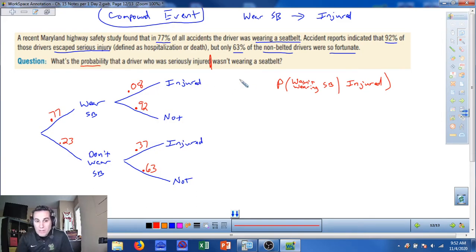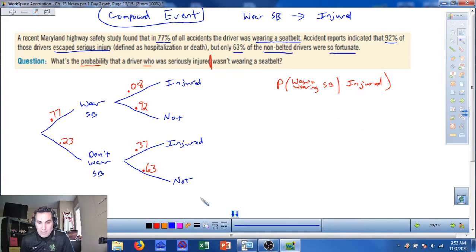That was what they asked you in that sentence. I know it is hard because you don't see a given in the sentence right there. Okay, there's nothing that says given. Okay, they said, what's the probability that a driver who was seriously injured? So they're not asking you the probability that they were injured. We already know they're seriously injured. Who was seriously injured? So we know they're injured. What's the probability they weren't wearing a seatbelt? Okay, that's what we're trying to calculate.